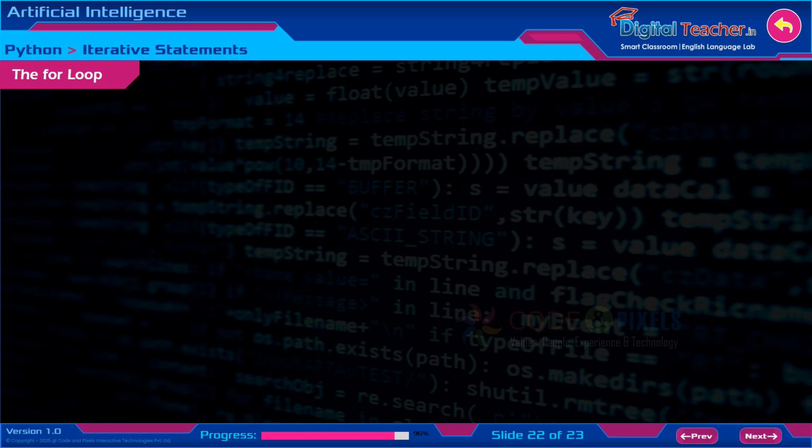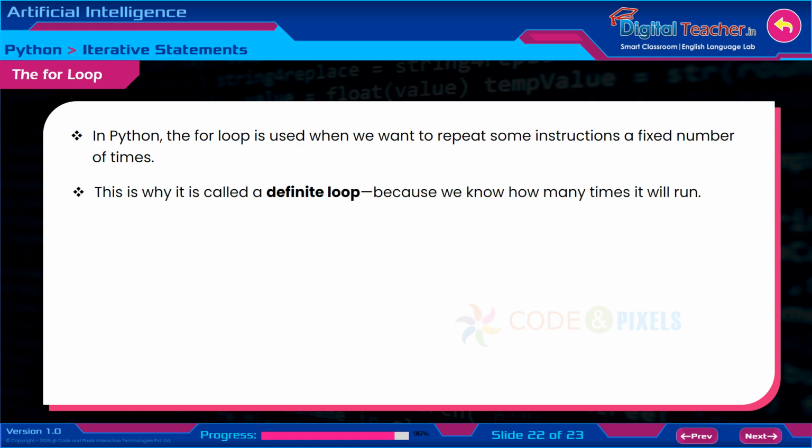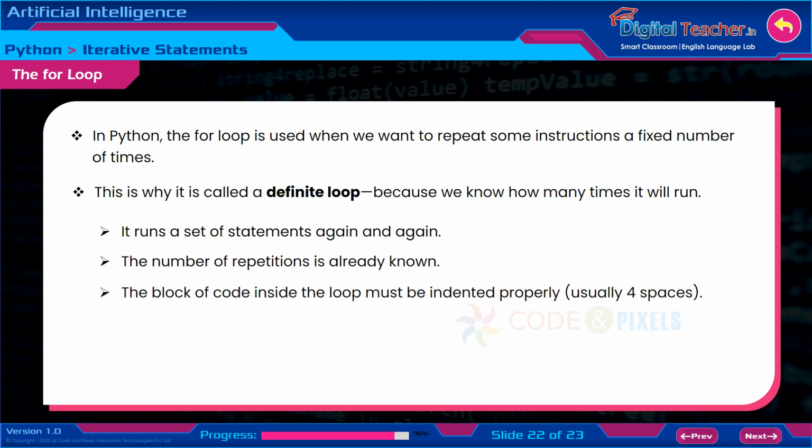The for loop. In Python, the for loop is used when we want to repeat some instructions a fixed number of times. This is why it is called a definite loop, because we know how many times it will run. It runs a set of statements again and again. The number of repetitions is already known. The block of code inside the loop must be indented properly. There are commonly two different ways of using the for loop.